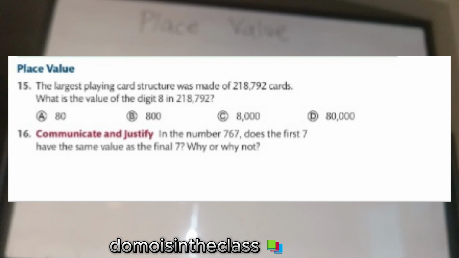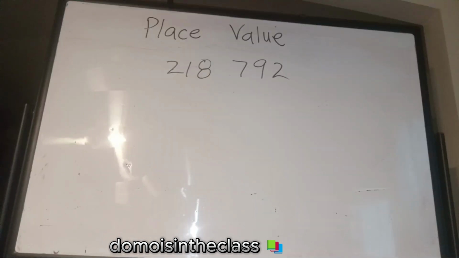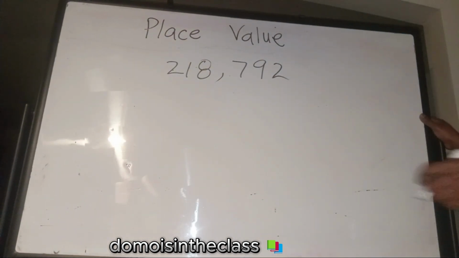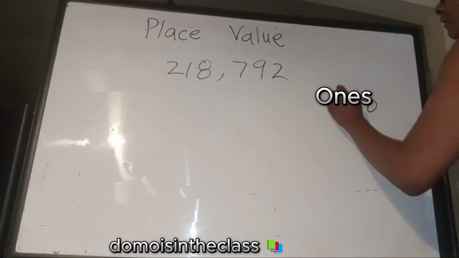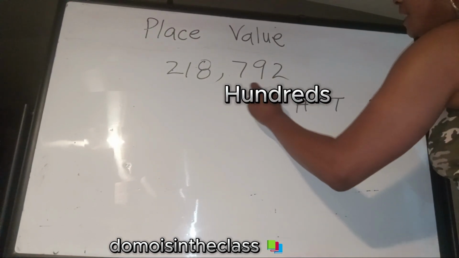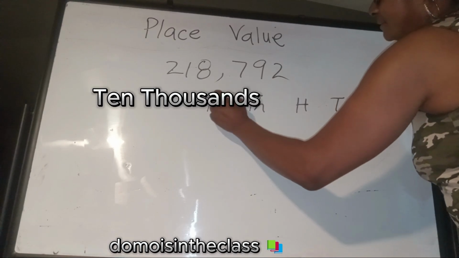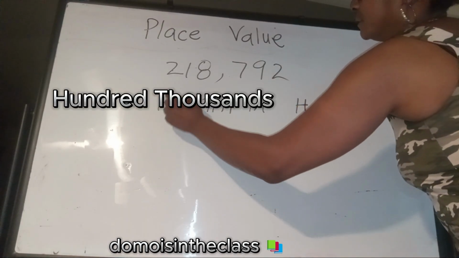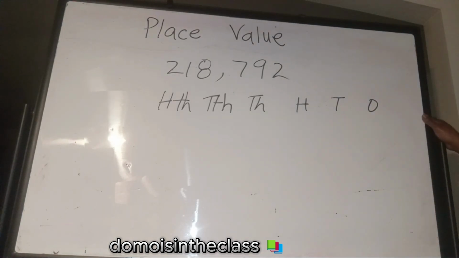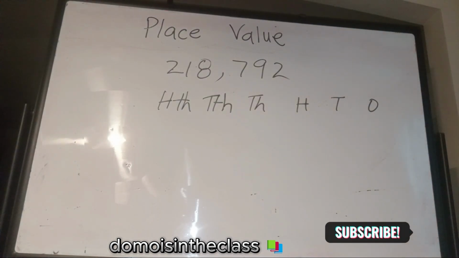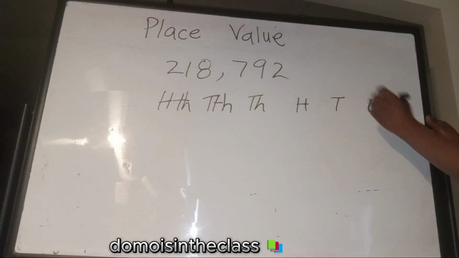Largest playing card structure was made of 218,792 cards. What is the value of the digit 8 in 218,792? All right, so we have the number 218,792. So that's why I say my way, I feel is a great way. So we're just gonna write our ones, our tens, our hundreds, our thousands, our 10,000s, and our 100,000s. Okay? And this works the same way. You don't have to guess this time. You just put each number in each place.